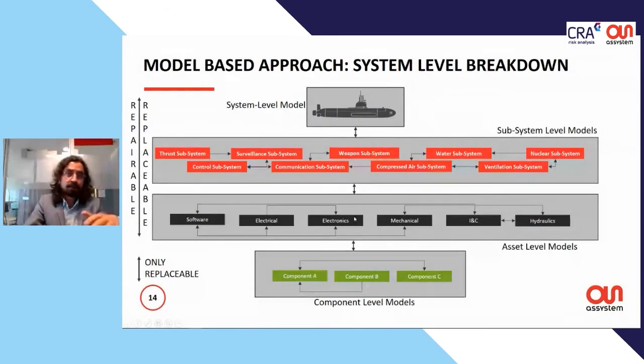And within one of them, for example electronics, there are components connected together. Maybe they are connected or dependent on each other. Maybe it is a redundancy. You can have active or passive redundancy at different levels also. And you can consider that up to a certain level, these components are replaceable or repairable. After a certain level, they could be only replaceable.